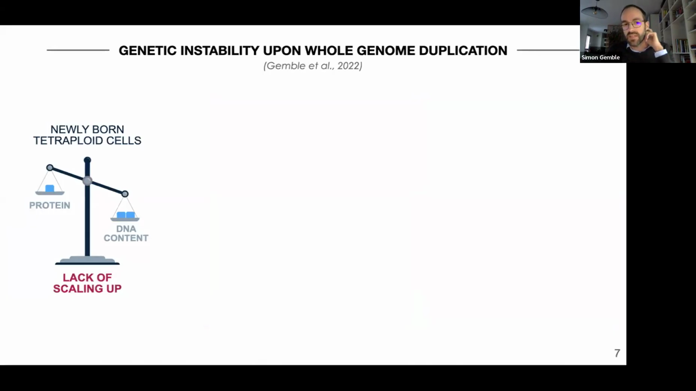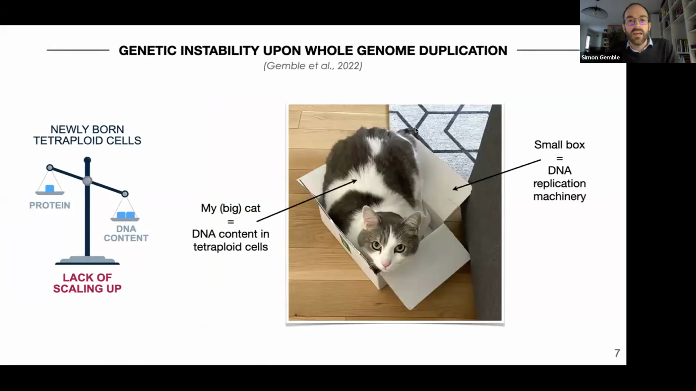And I like to illustrate this mechanism by this picture of my cat, in which you can see it tries to fit in this small box, but obviously it can't because it's too fat. And it's a bit what happens to newly born tetraploid cells that have too much DNA to fit in the DNA replication machine.